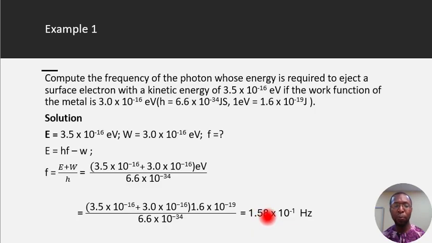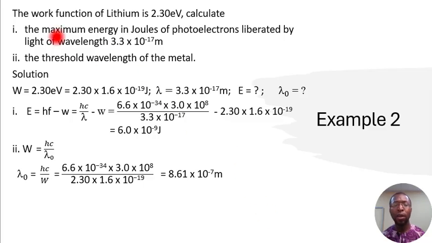Let us see another example on this. It says the work function of lithium is 3.30 electron volts. Calculate 1, the maximum energy in joules of photoelectrons liberated by light of wavelength 3.3 times 10 raised to the power minus 17 meters. 2, the threshold wavelength of the metal.